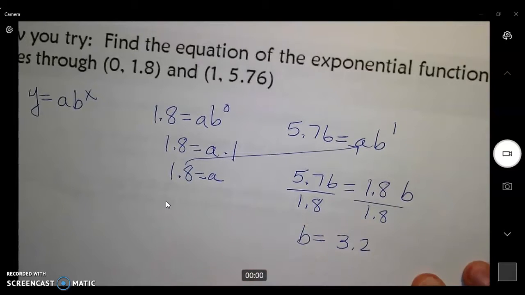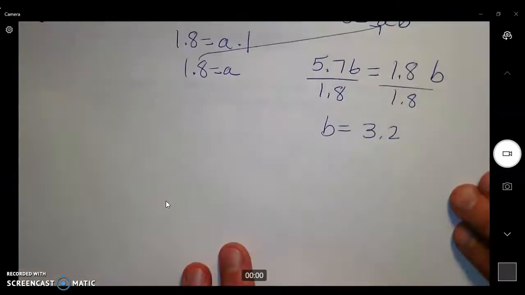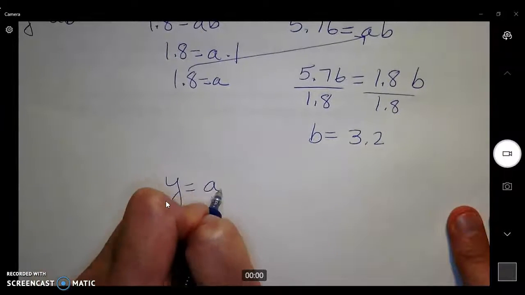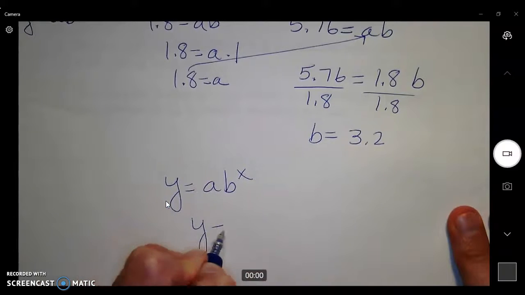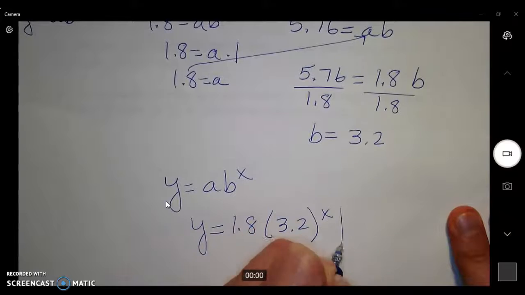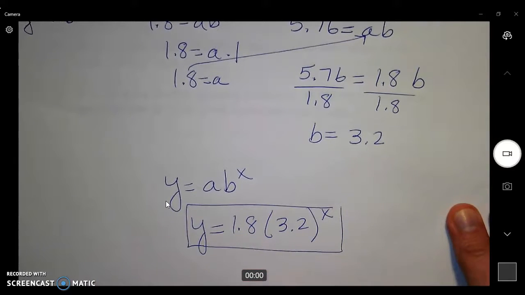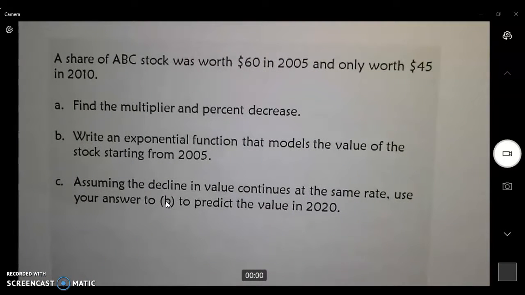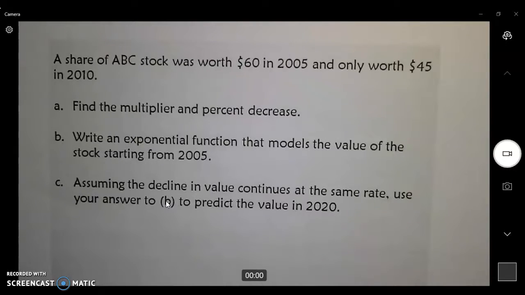B's already got an exponent of 1, so I don't have to square root or cube root or anything like that. So y equals ab to the x is what we're filling in. Y equals 1.8 times 3.2 to the x power. That's the answer for that one. Hopefully you got that. One more to go for today. All right, a share of ABC stock was worth $60 in 2005 and only worth $45 in 2010. Find the multiplier and percent decrease.